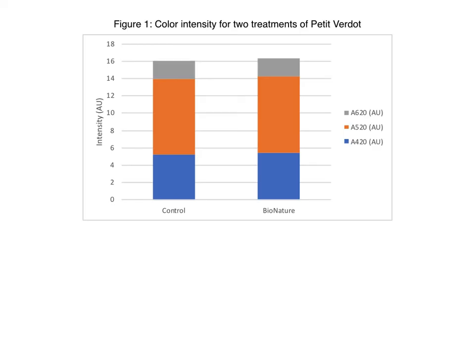So when we look at the color intensity here, we don't really see a big difference in our control versus our Bio Nature. So it looks like in this particular case, Daniele didn't really need the SO2 in order to get a pretty high color intensity off of this Petit Verdot. That speaks both to the ripeness of the fruit itself, and also to the fact that that 25 part add wasn't really doing too much to affect the color intensity or the color extraction.